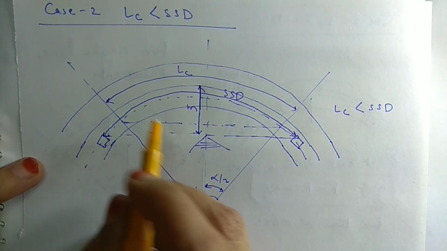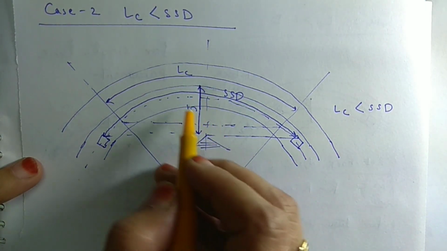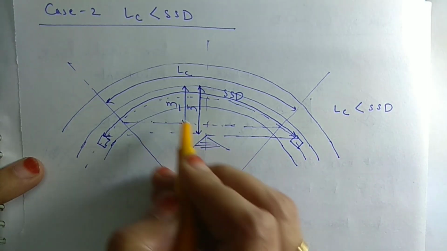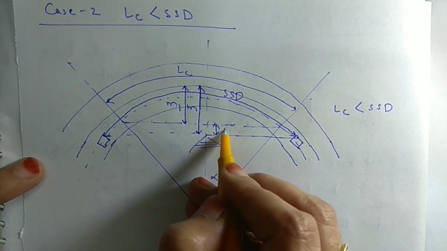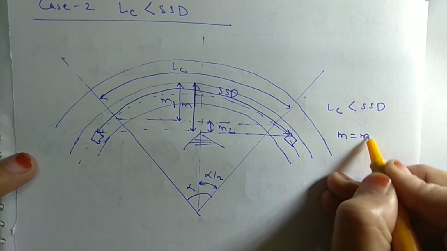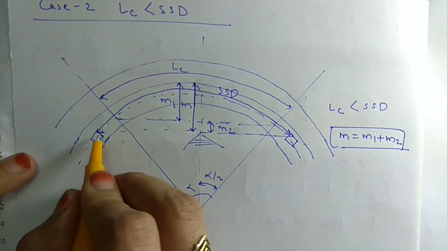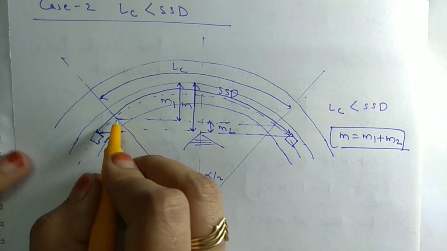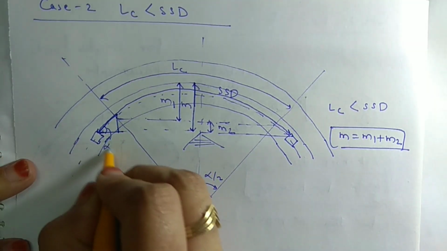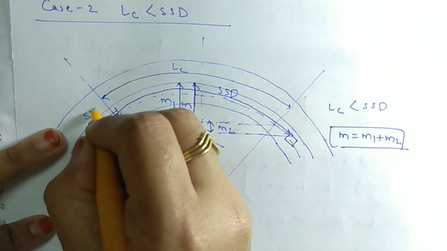So the setback distance in this case will be M, and we calculated earlier this distance as M1 and this distance as M2. So the setback distance in this case will be M1 plus M2. Let's consider this is a triangle, and suppose this angle is alpha by 2, and this distance is SSD minus S.